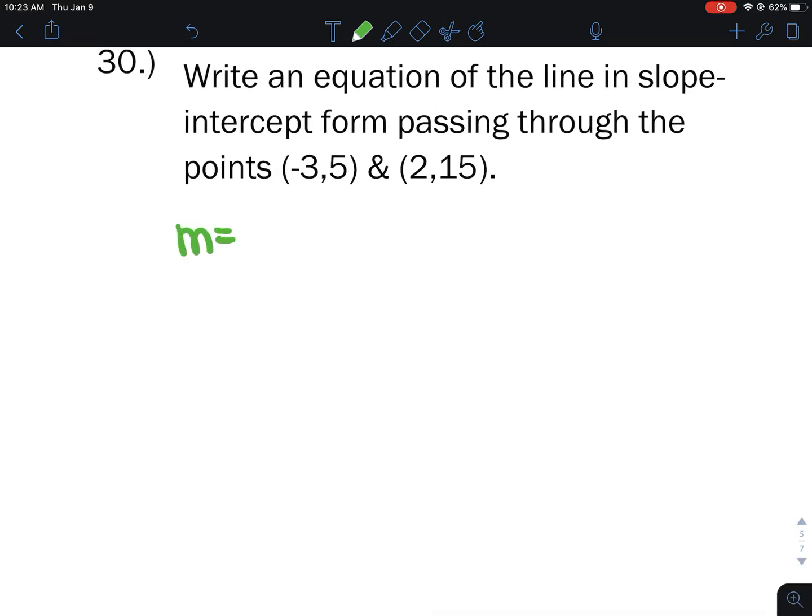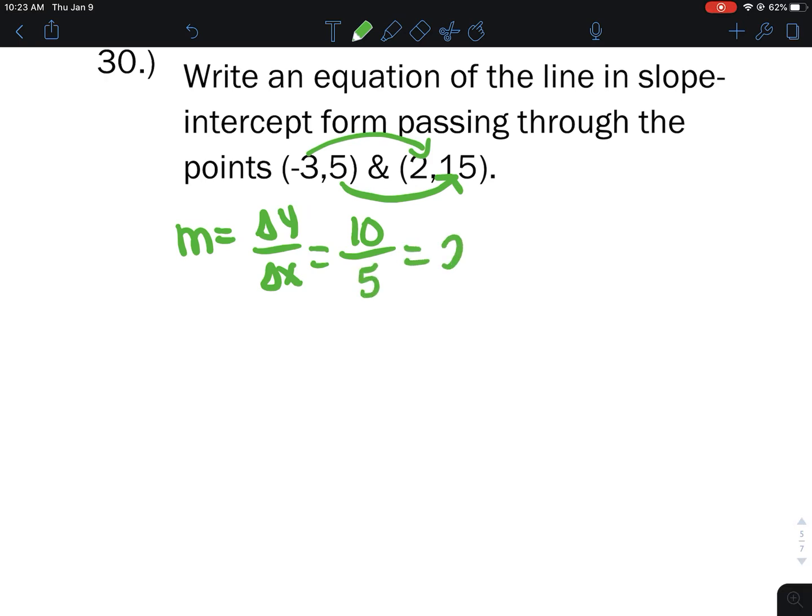Okay, so this one, we need the whole equation. So we want the m and the b. The y is increasing by 10. The x is increasing by 5. So your m is 2. So we know it's 2x plus something.